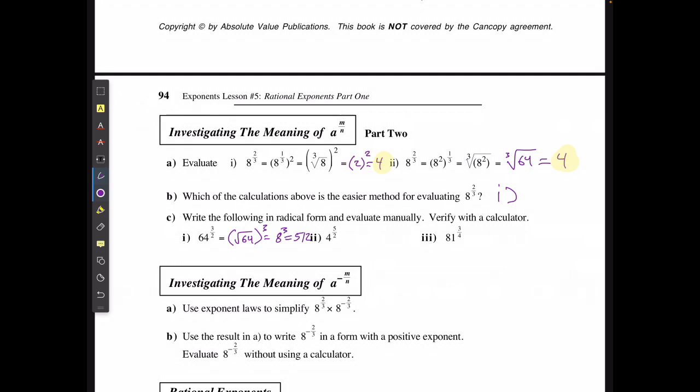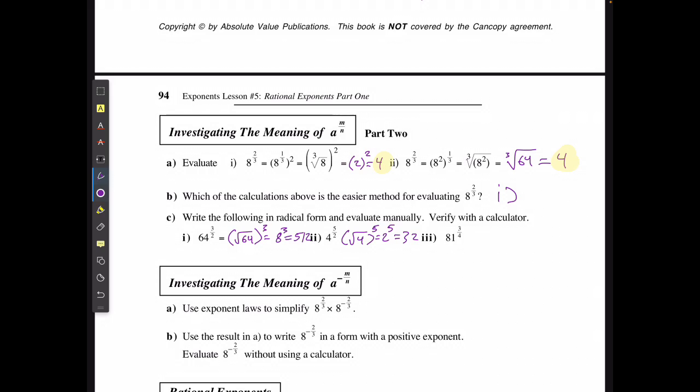For example 2, I might not know what 4 to the power of 5 is, but I know that the square root of 4 is equal to 2, and then I can do 2 times 2 times 2 times 2 times 2, which would give me 32.